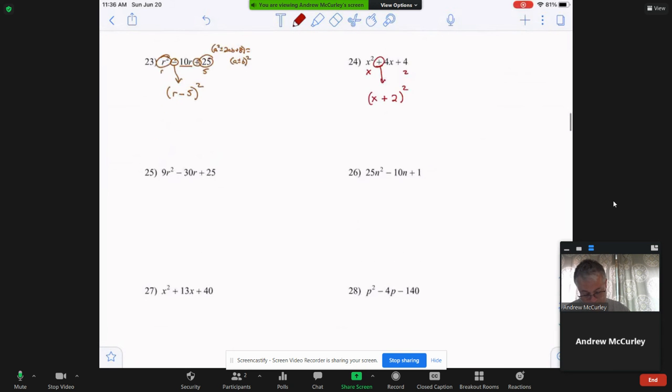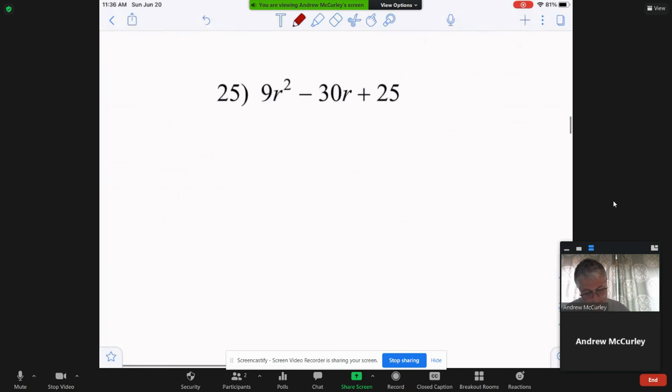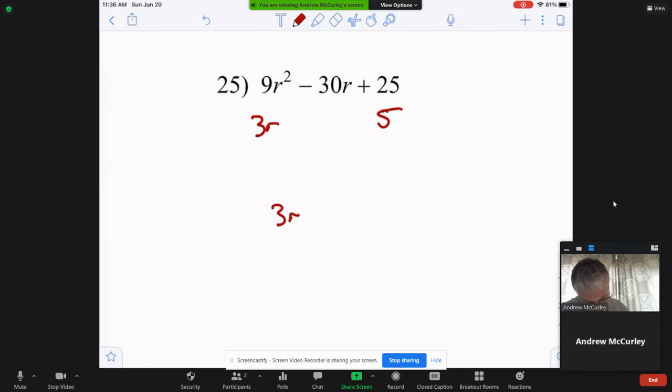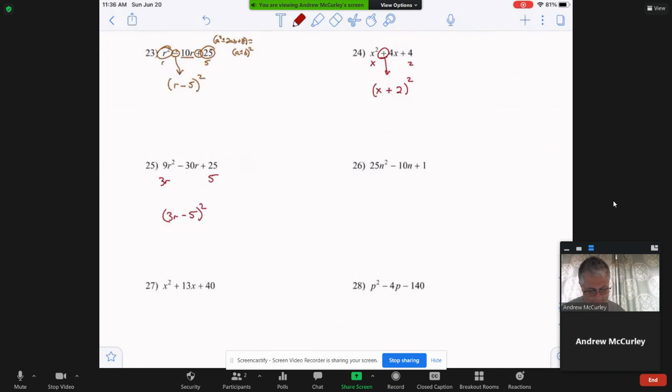Let's try this one. Ooh, getting a little more complicated. 9r squared. Okay, the square root of that is 3r. Square root of 25 is 5. Hey, 3 times 5 is 15r, double it, 30. It worked. So I got 3r minus 5, quantity squared. That's simple. Okay?